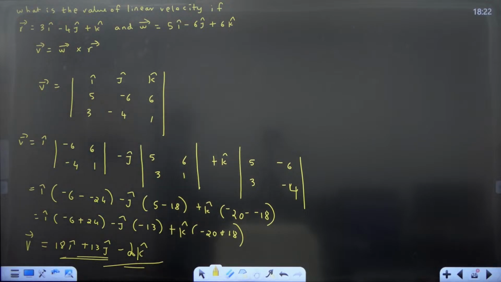18 i cap plus 13 j cap minus 2 k cap. Any doubt?